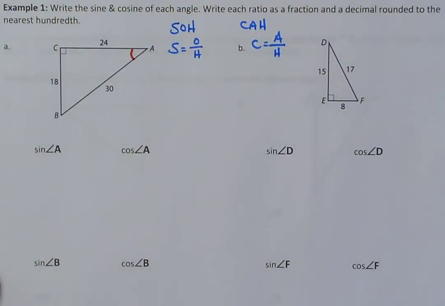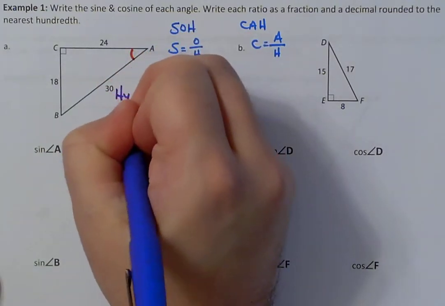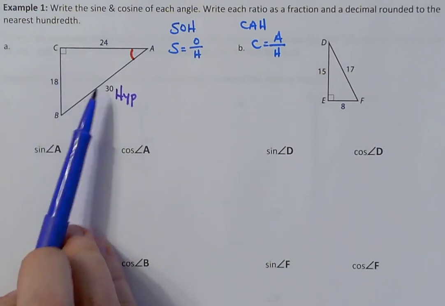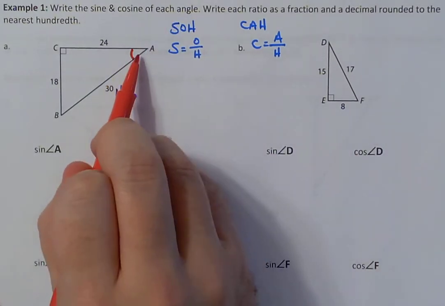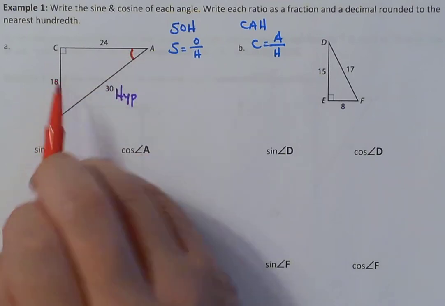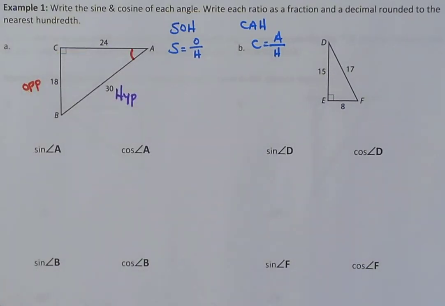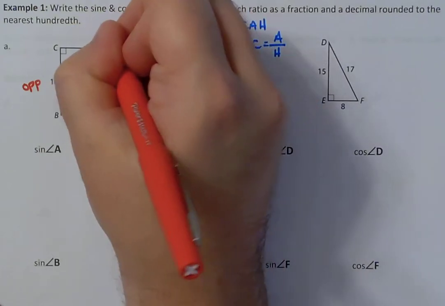First of all, in this triangle, 30 is our hypotenuse. It's the largest of the three sides, and it's opposite of the right angle. So now that I know the hypotenuse, from angle A, the side that is opposite of A is the 18, meaning the side that is adjacent to angle A is 24.